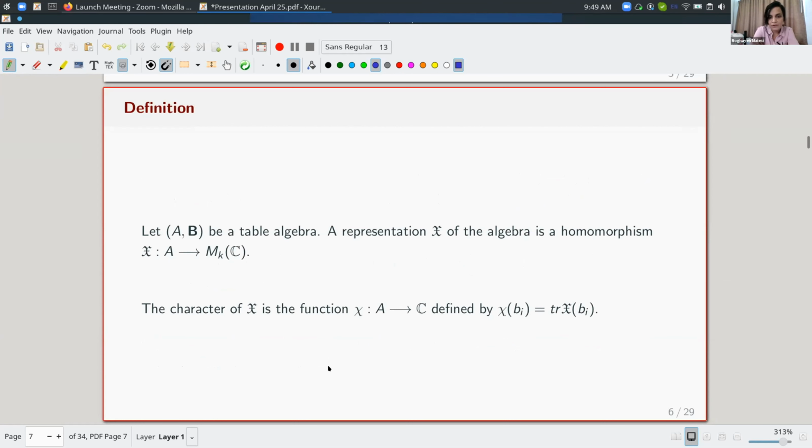Then we have a representation chi of the algebra, which is a homomorphism from the algebra to the matrix algebra over the complex numbers. The character afforded by this representation is denoted by chi, and is defined so that chi of Bi is the trace of the image of each basis element under this representation. So we take the trace of the image of each basis element, and it is in fact the character afforded by this representation.